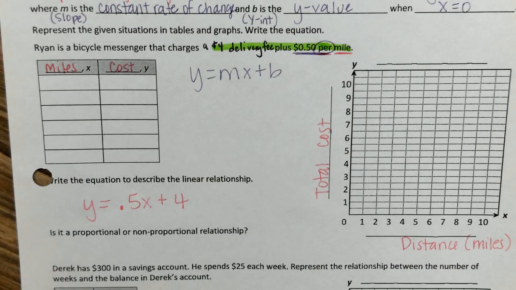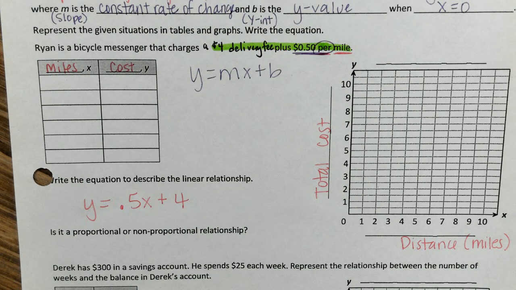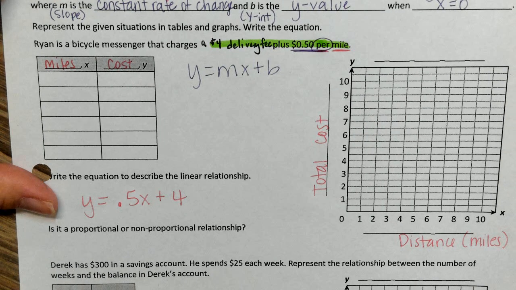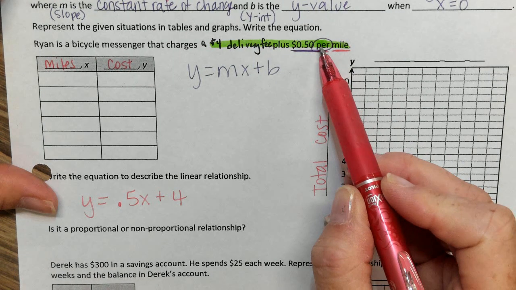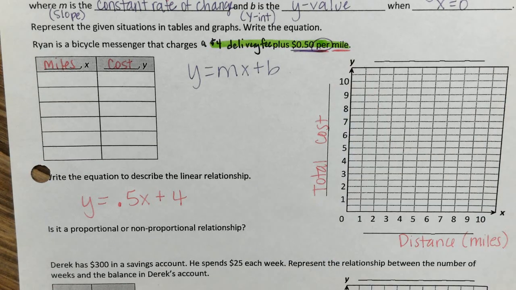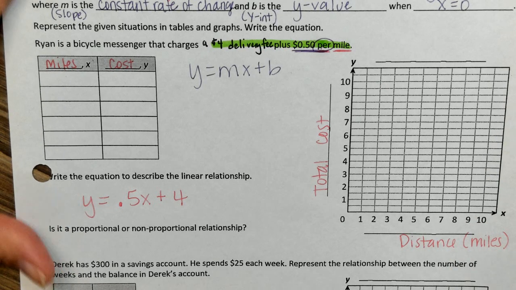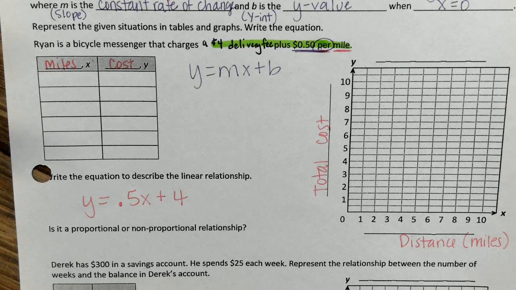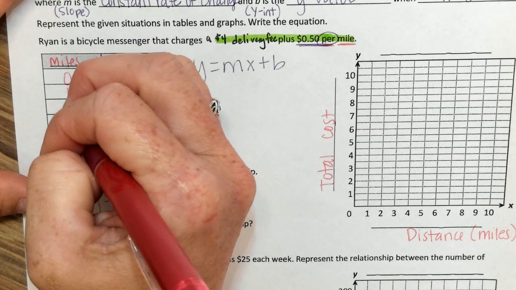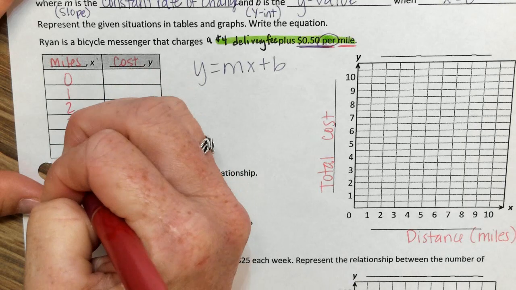You have to know what x and y mean. What do they represent? You can always tell what the x represents by what it says, per mile. If it says each day, then x is days. Does that make sense? Okay. Always start your table with 0 and just count by ones for today. So 0, 1, 2, 3, 4, 5.